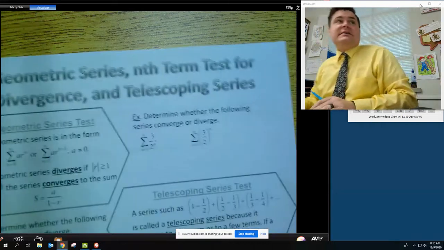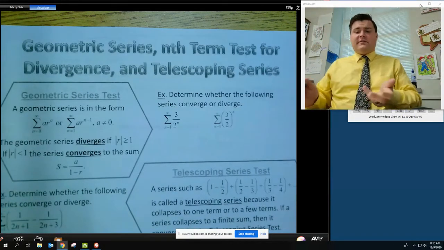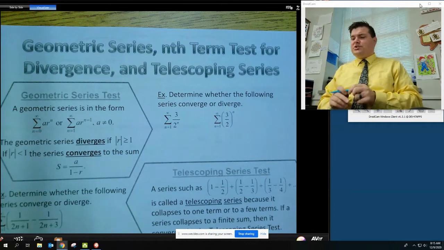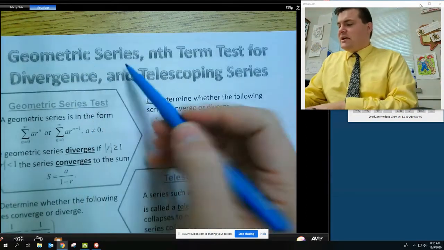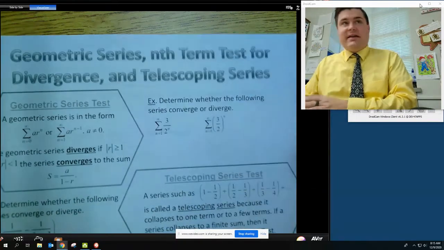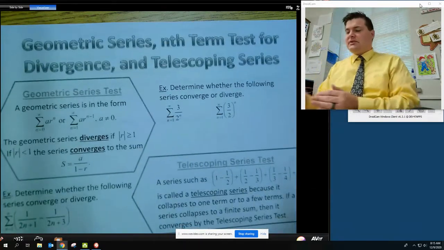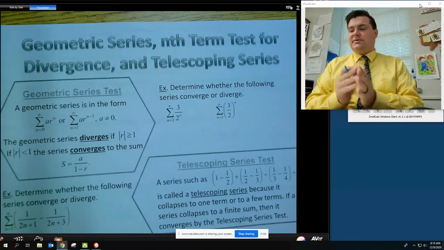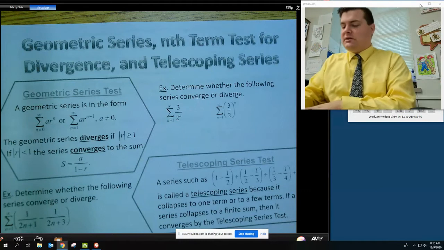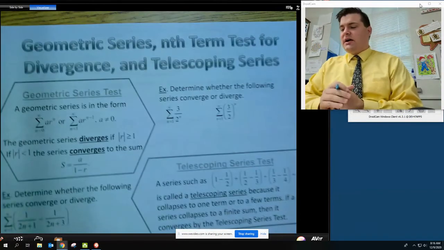Okay, we're going to go ahead and get started on our first tests here for testing for divergence, convergence, all that fun stuff. So we're going to learn about the geometric series, nth term test for divergence, and the telescoping series here. So essentially, we're talking about series. Series is when you take each term of something and you keep adding them over and over again. And we use this sigma notation to note that.